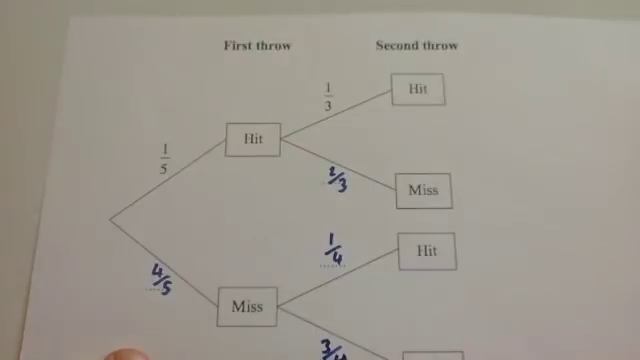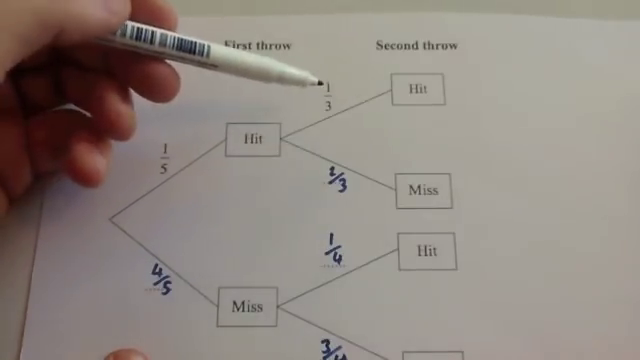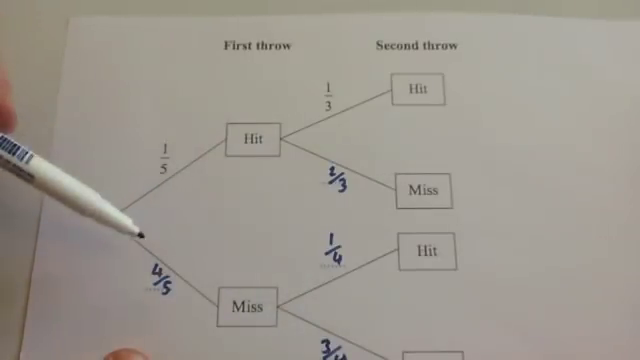Notice the probabilities on these two branches aren't the same. That's because they're dependent on what happens on the first throw. But notice they still add up to give you 1. So 1/3 plus 2/3 is 1. 1/4 plus 3/4 is 1. 1/5 plus 4/5 is 1.